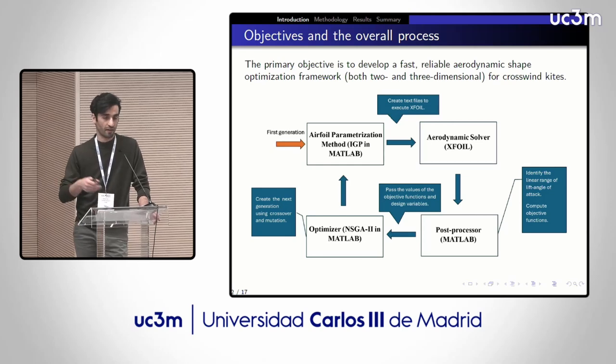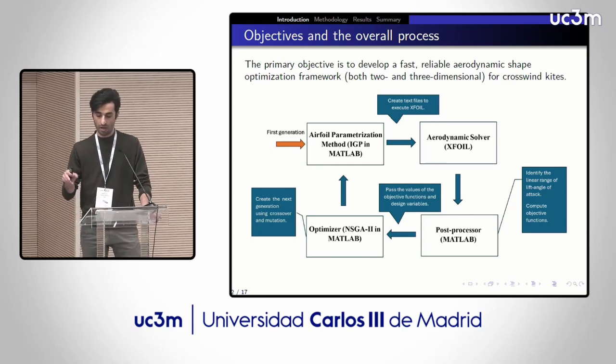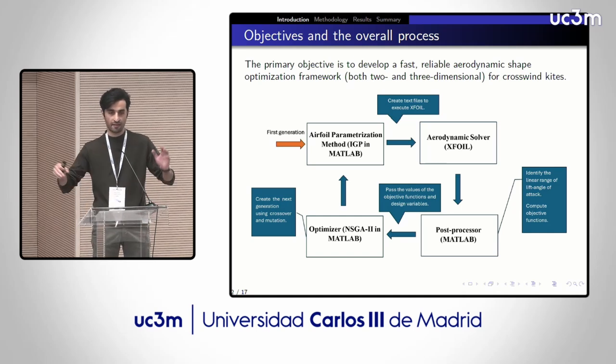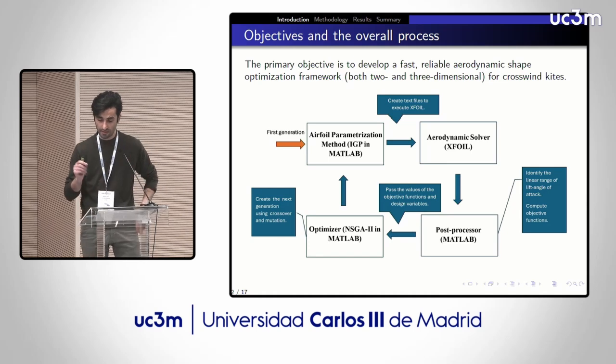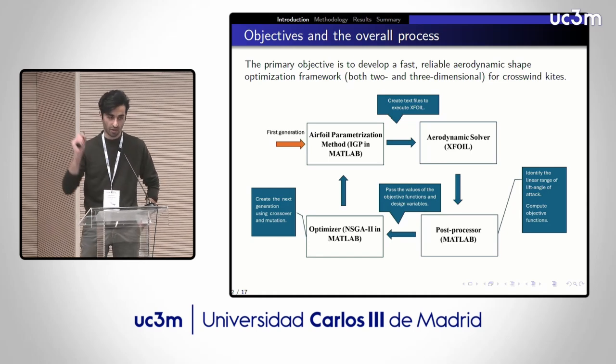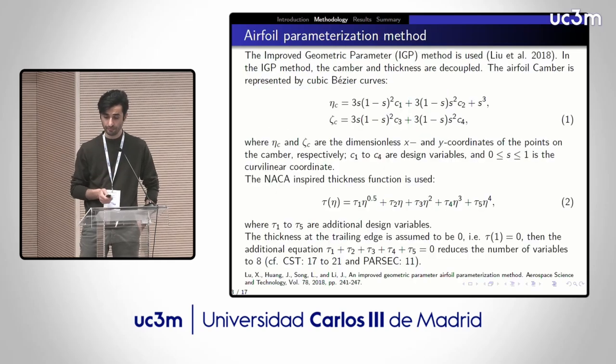I'll give a little bit of detail about a few of these boxes, and this is how the process goes on and on. Just a quick note: in the post-processor we identify the linear range of CL alpha, because that's what we want to use.